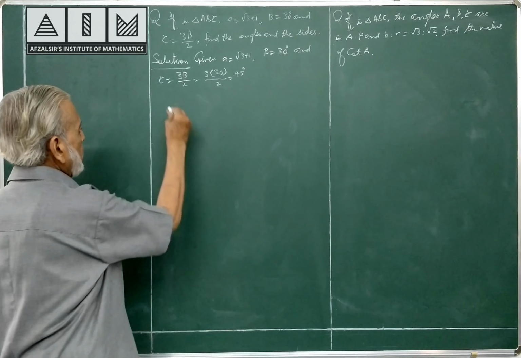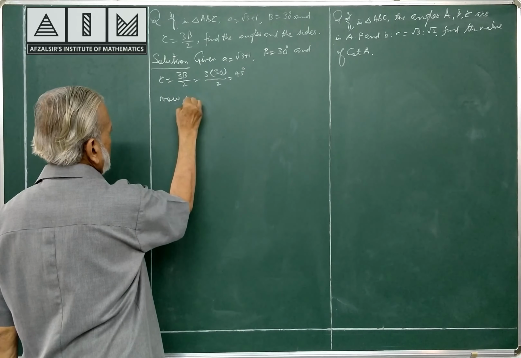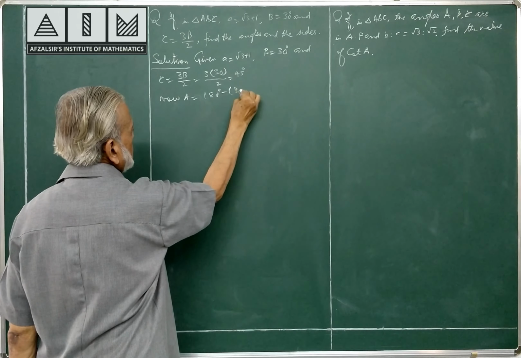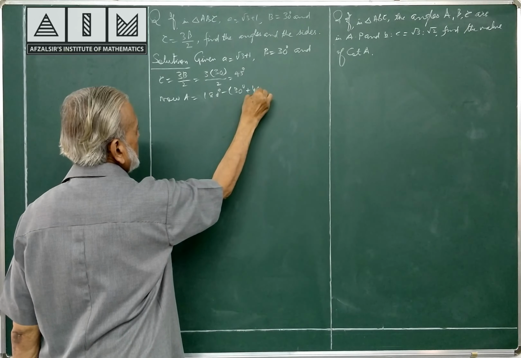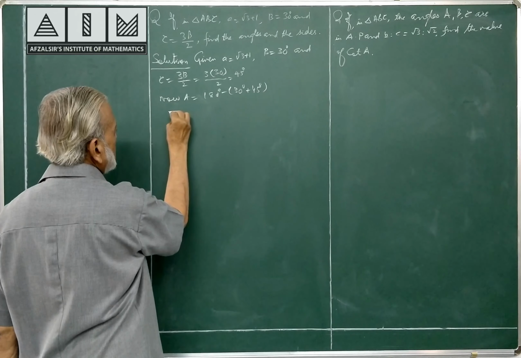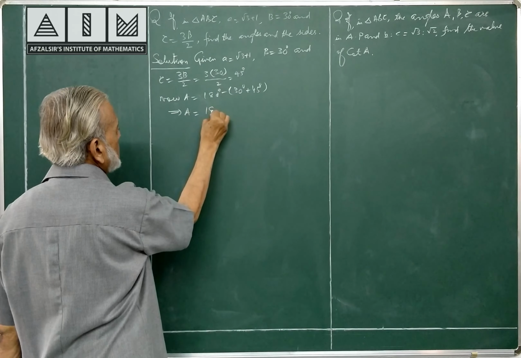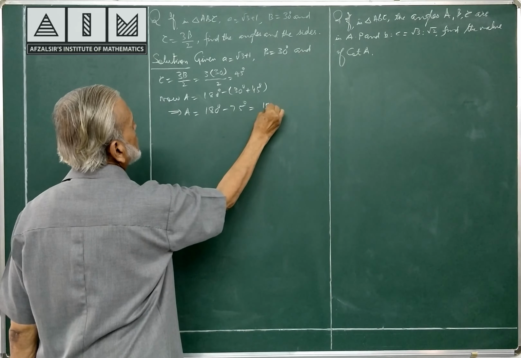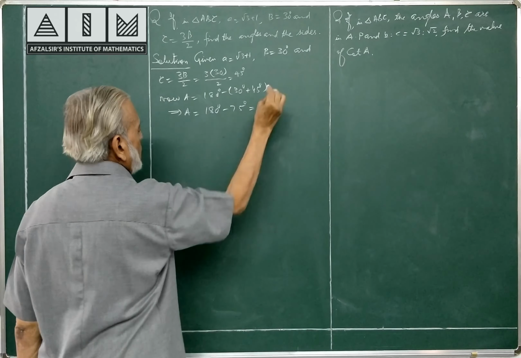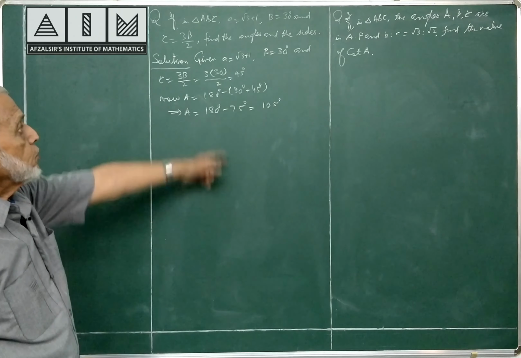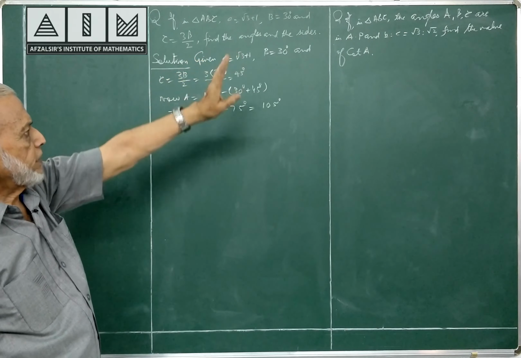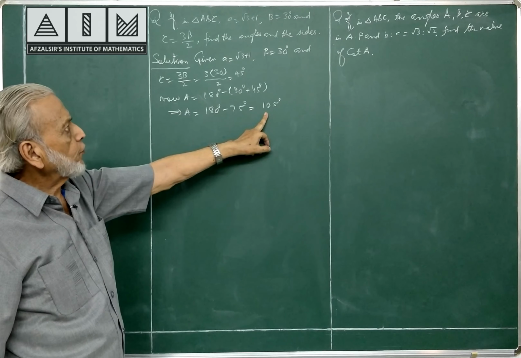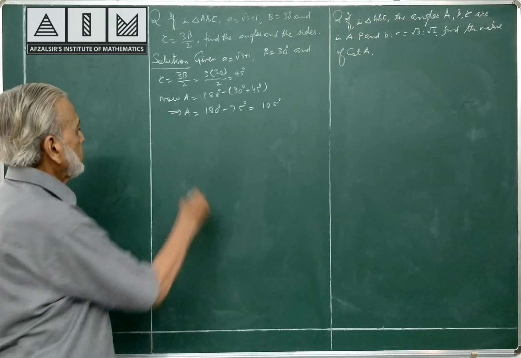We can find out angle A now. A is equal to 180 minus these two angles. A is 105 degrees. You are asked to find out the angles and the sides. Your angles are ready. B is 30, C is 45, A is 105. Let's go to find out the sides now.